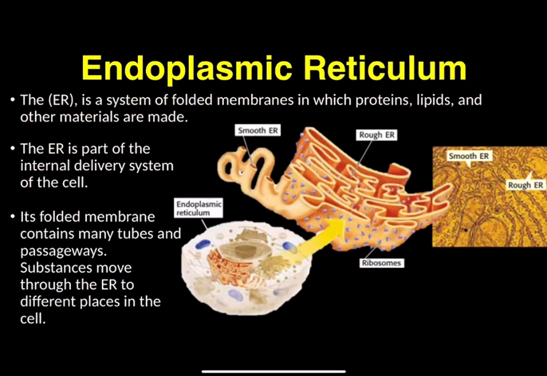Endoplasmic reticulum. We can abbreviate endoplasmic reticulum by calling it the ER. The ER is the system of folded membranes in which proteins, lipids, and other materials are made. The ER is part of the initial delivery system of the cell. Its folded membrane contains many tubes and passageways. Substances move through the ER to different places in the cell.